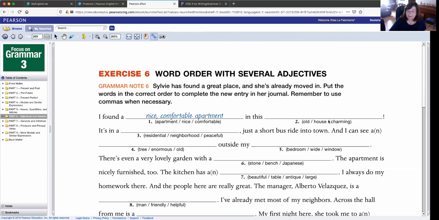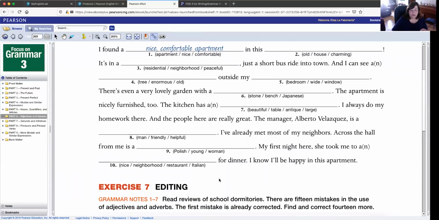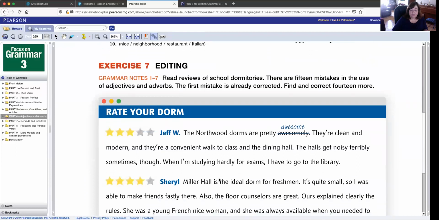Then we have old house, charming. Pick out the noun, which is house. Okay, that's going to be at the end. The word old is age. The word charming is opinion. Remember, opinion goes first because you might think it's charming, but somebody else may not. So it would be charming old house. Okay. You are going to need that list that shows you in what order these go to finish the rest. So you're going to do that. And I think this is going to be your last one.